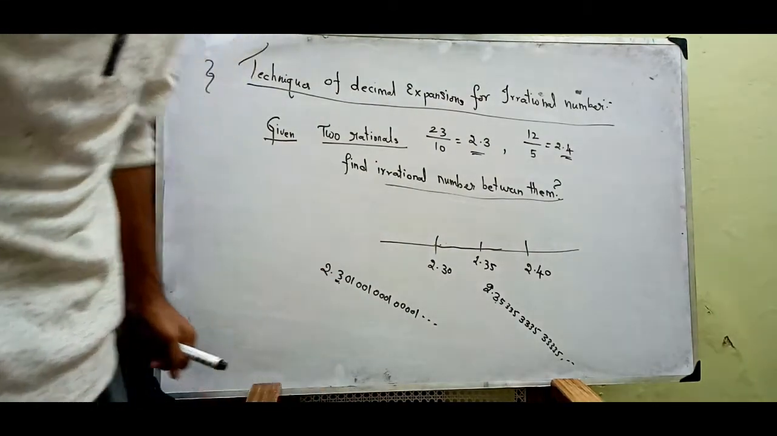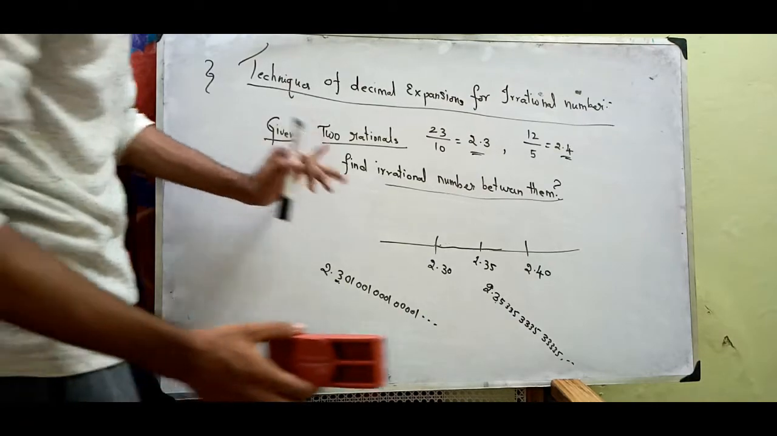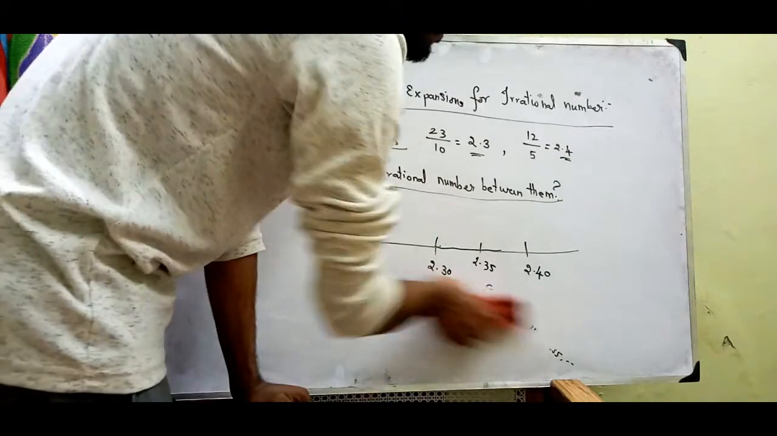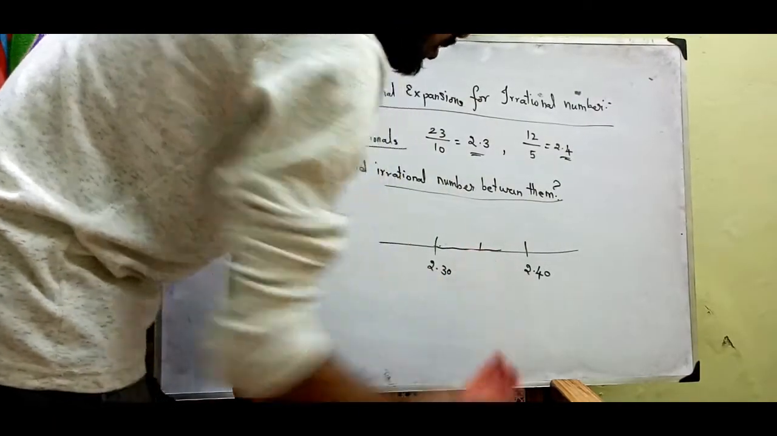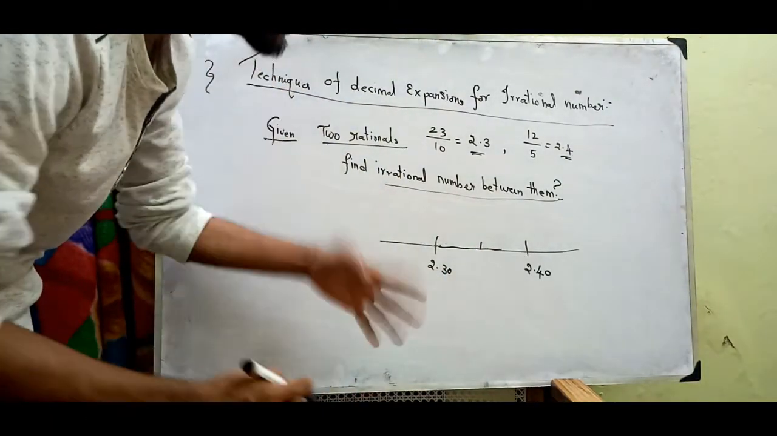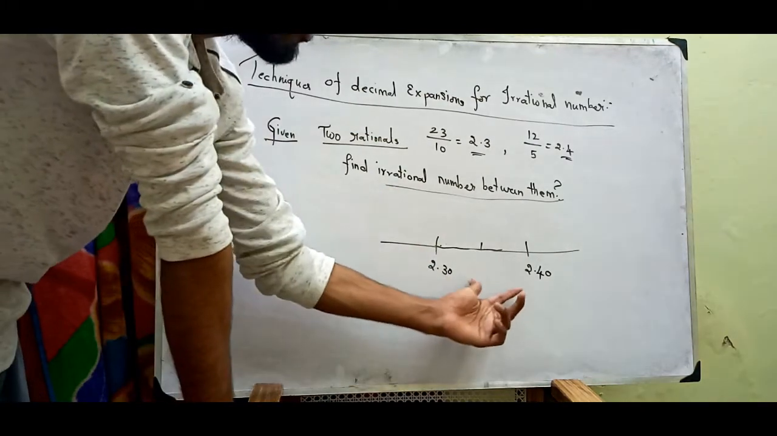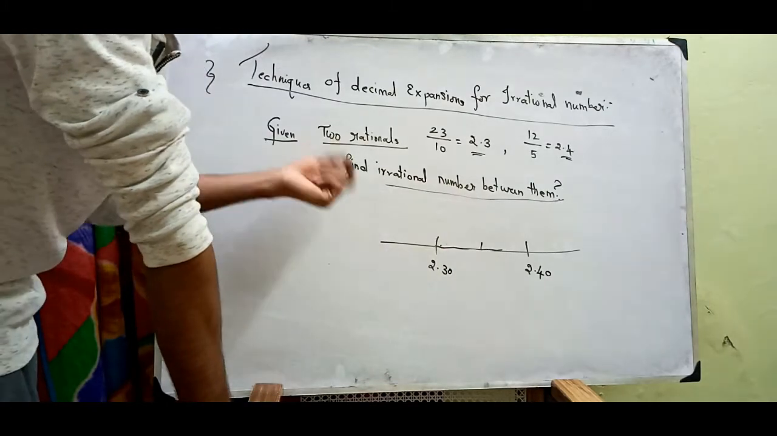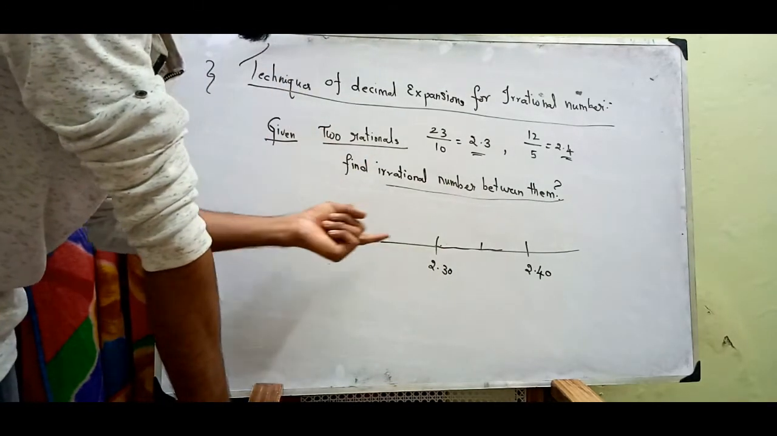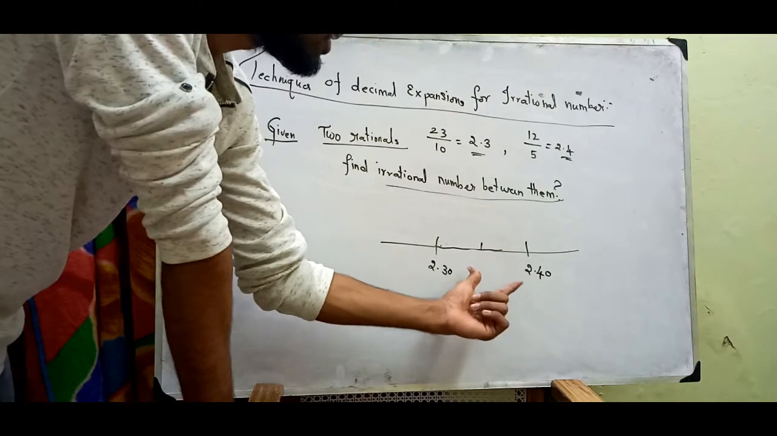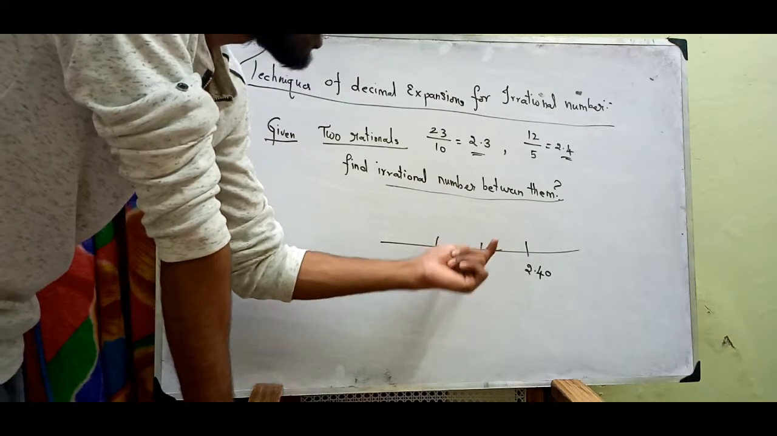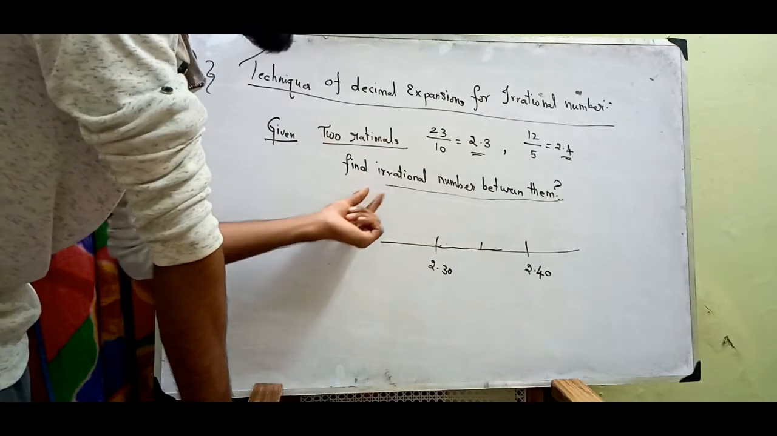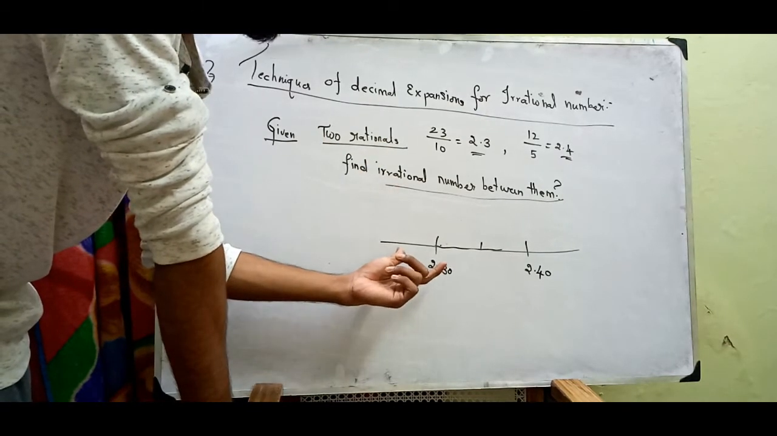So the idea here is that between any rational and irrational in the number line system, there are infinitely many irrational numbers in between any two rational numbers. Whenever the question is asking, try to think in this way. There are infinitely many irrational numbers between two rationals.